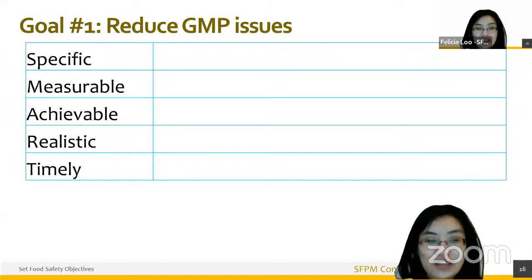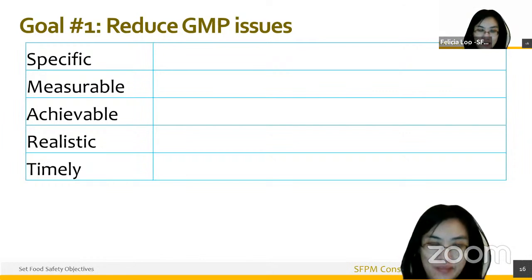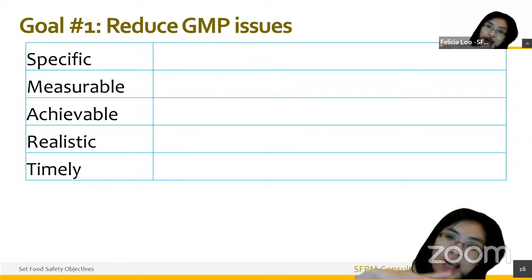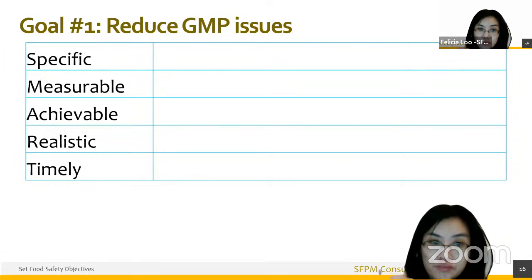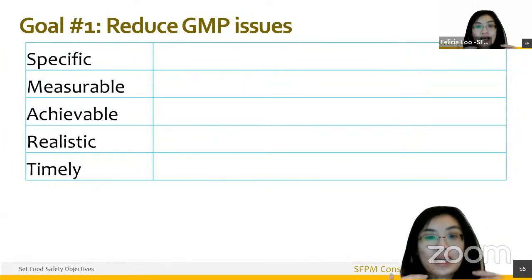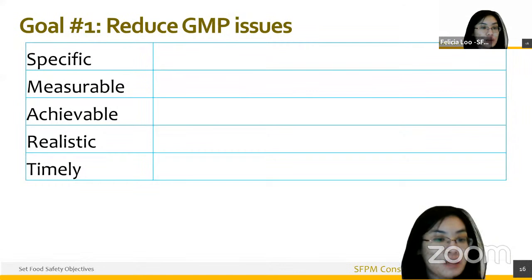So you can definitely look at the number of things. Usually when I put my goals and put a sentence to it, I review it against specific, measurable, achievable, realistic, and timely. Now this goal says reduce GMP issues. Specificity, right? We can do a little better with the specificity. Is it measurable? There's nothing that is measurable here because it just says reduce. The only thing that I know is I'm trying to reduce the GMP issues.